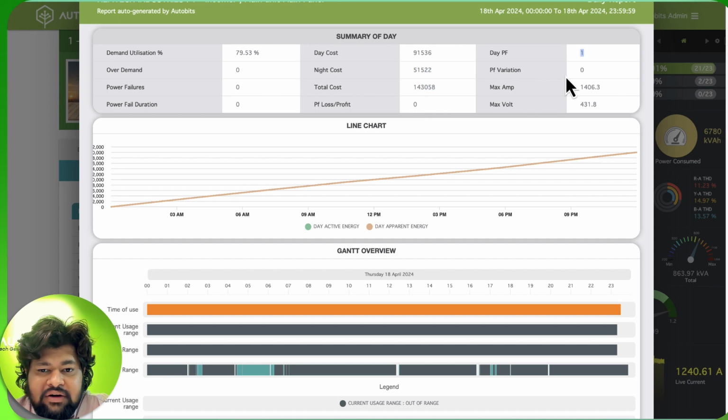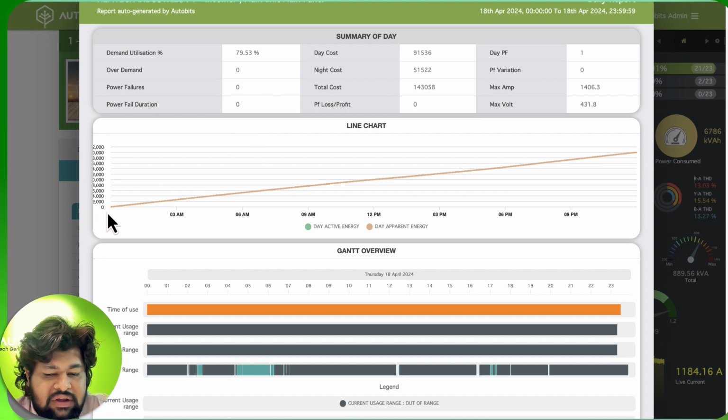What is the power factor, variation in power factor if any, the maximum current that has been drawn, maximum voltage that has been drawn. If there was any over demand, you'll get to see how many over demands have been there. If there have been any power failure, you get to see what is the power failure count, and if there is power failure, then what is the duration of the power failure.